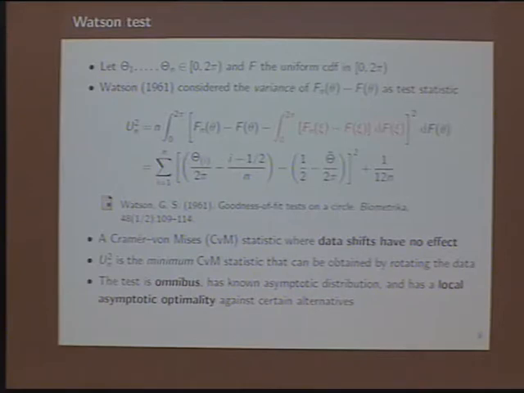All right, so a quick view on the Watson test, which is basically the Cramér-von Mises circular analog. So that is obtained by considering, rather than the second moment of Fm minus F, you consider the variance. Why so? Because then origin shift has no effect. So therefore, you achieve rotation invariance. You have a nice computational expression. Test is omnibus. Everything is known, asymptotic distribution. There is a local asymptotic optimality against certain alternatives, which is nice. So the whole picture is quite clear. But so far, only for the circle.